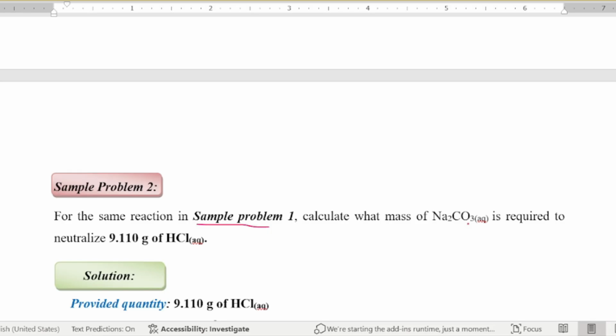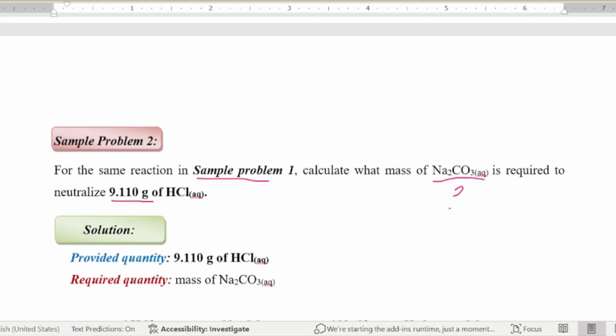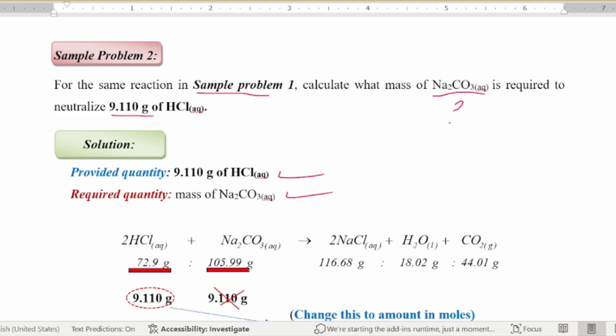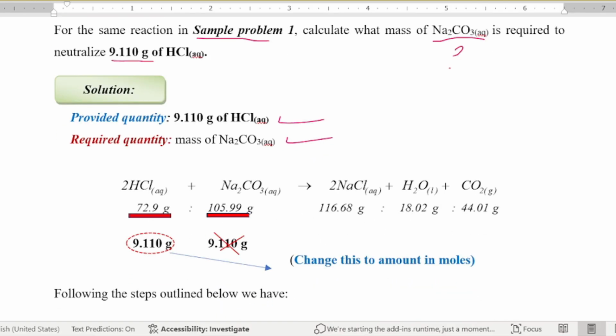Now, we're asking about this one. What mass of this is required to react with that mass of HCl? Which is provided and which is required? This is what is required, and the other one is provided. Again, you have a perfectly balanced equation for the reaction, and you are given this mass here.